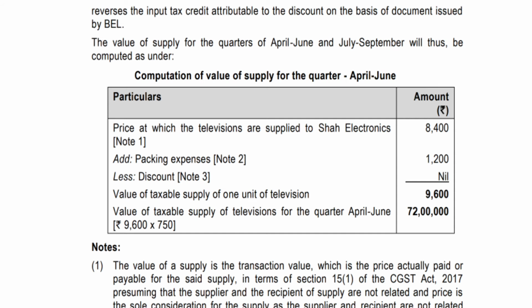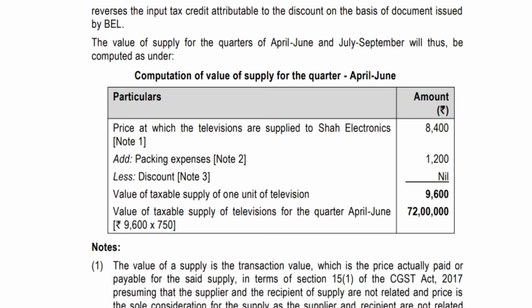In the quarter of April to June, discount is not available. Why? Because it has failed to reverse the input tax credit for the quarter April to June. वहाँ पे उन्होंने ITC को रिवर्स करने में फेल हो गए थे, इसलिए इनको डिस्काउंट नहीं मिलेगा.